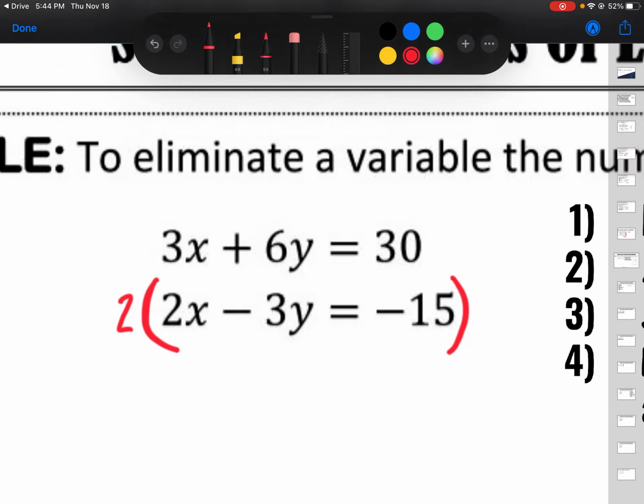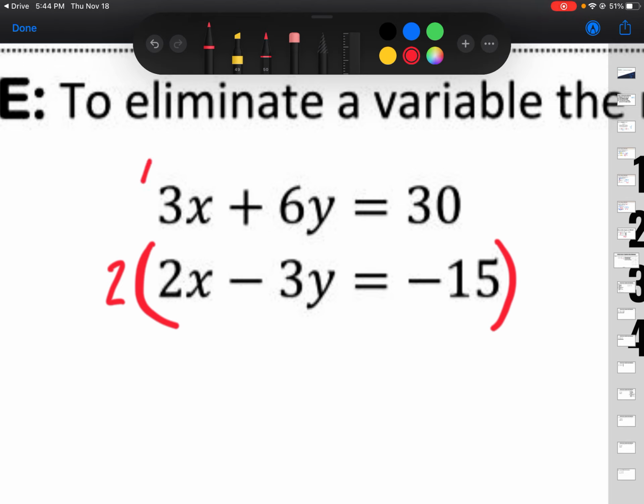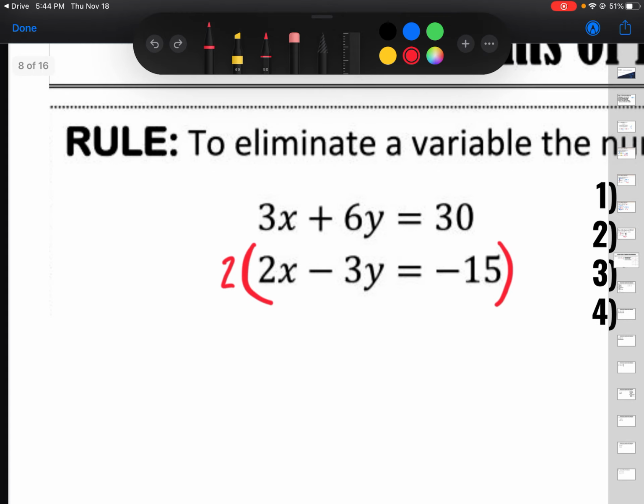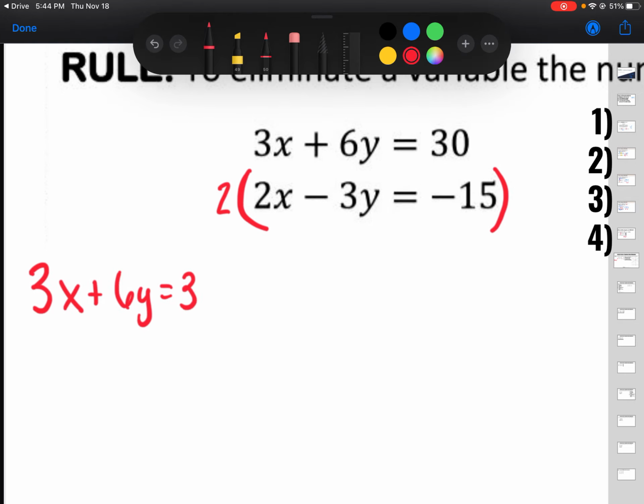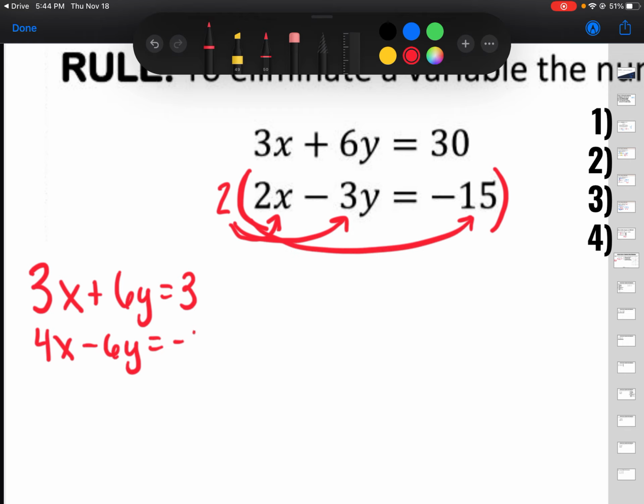I'm not changing the top equation at all, so you could think about it as multiplying by a 1. But that's not absolutely necessary. So I'm going to go ahead and rewrite the top equation. 3x plus 6y equals 30. And the second equation, multiply by 2. 2 times 2x is 4x. 2 times negative 3y, negative 6y. 2 times negative 15, negative 30.